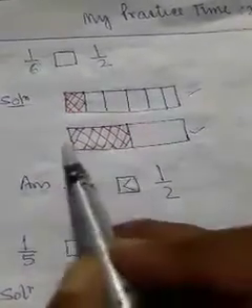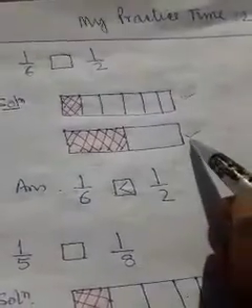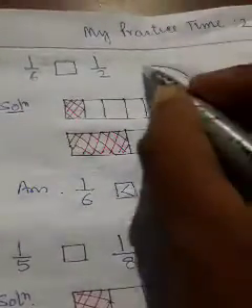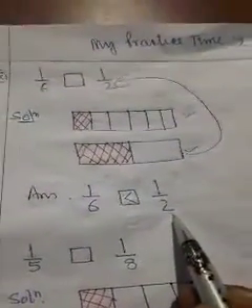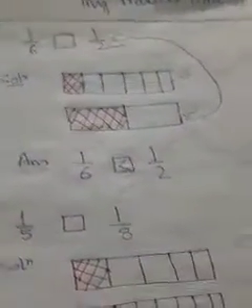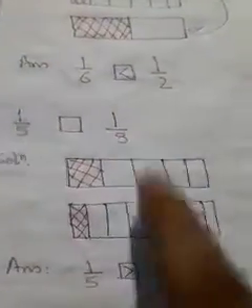Definitely this is greater. And this is for whom? This is for this one. That's why half is greater. I hope it is clear. Similarly here, 1 by 5, 1 by 8.